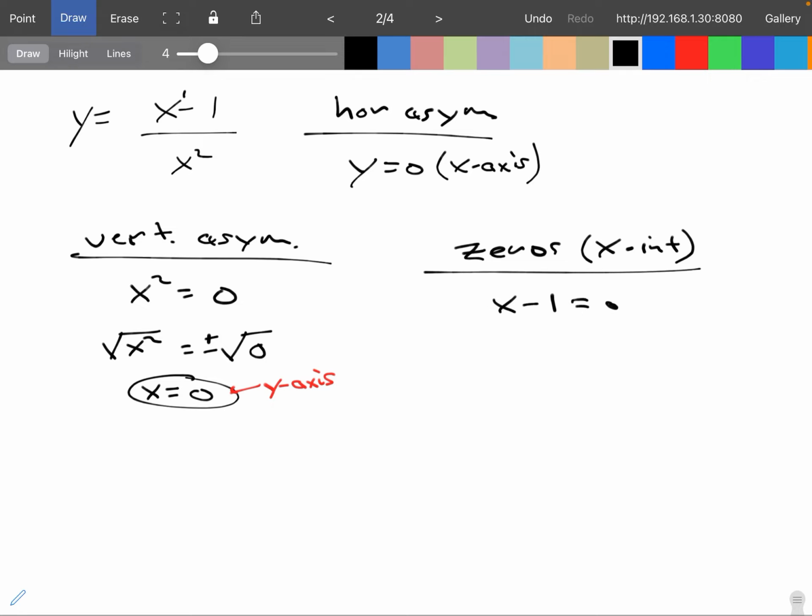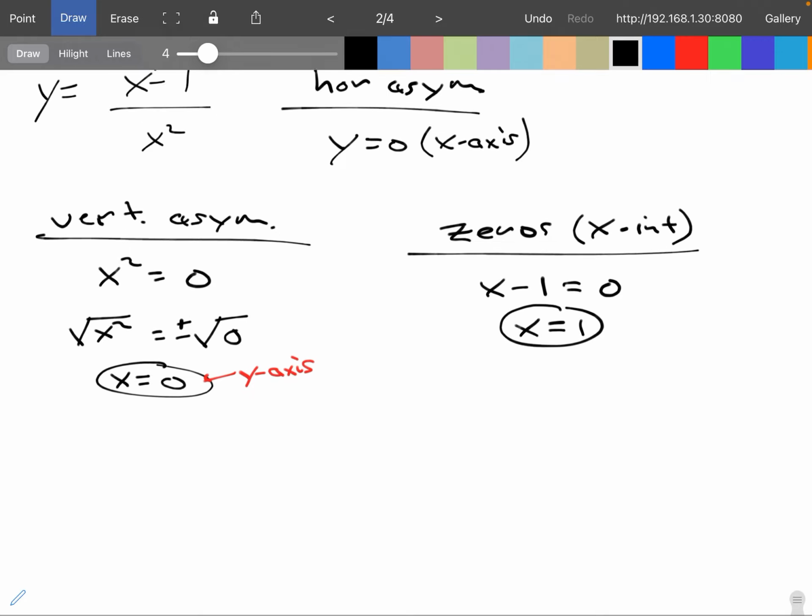So we got x minus 1 equals 0. So we set the top equal to 0. And we solve that, we add 1 on both sides, and we get x equals 1. So that's everything that we need to plot onto our picture then. All right, so we got a horizontal asymptote as the x-axis, a vertical asymptote as the y-axis, and then we have one place where the graph crosses the x-axis, and that is at x equals 1.